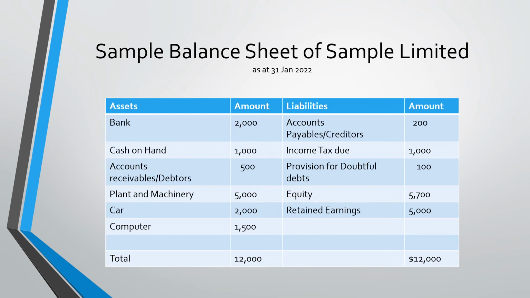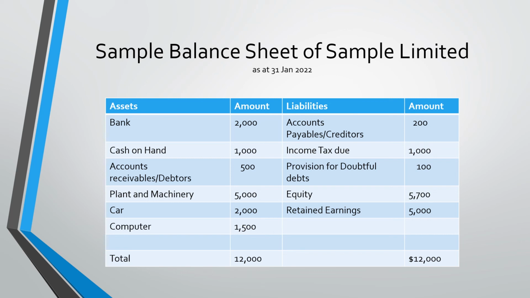Now, this is a sample balance sheet of a very simple account. It's just a very simple format. On the left hand side, you can see there's bank, there's cash, there's AR or account receivable / debtors, there's plant and machinery, car, computer. And on the right side, there's liabilities, accounts payable or creditors, income tax due, provision for doubtful debts, equity or retained earning. The important part is that the total at the bottom of those two amount columns should be same.